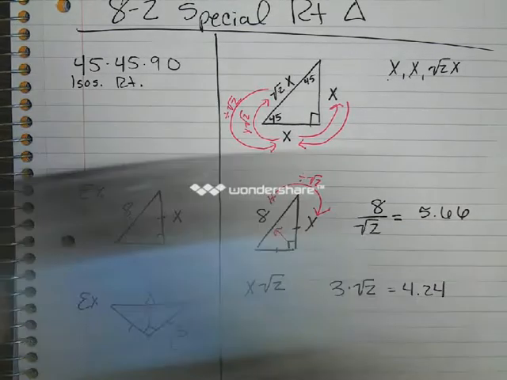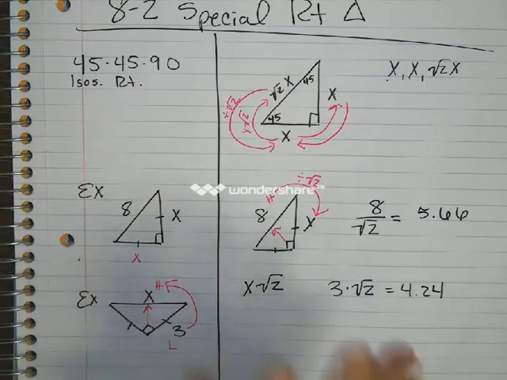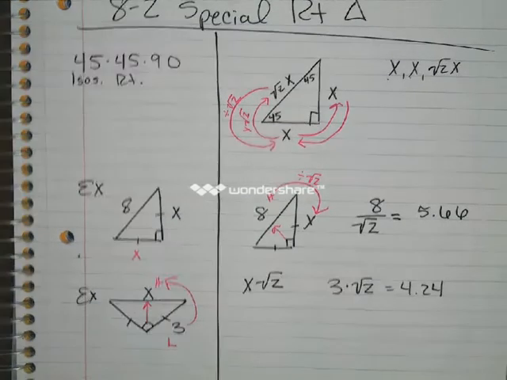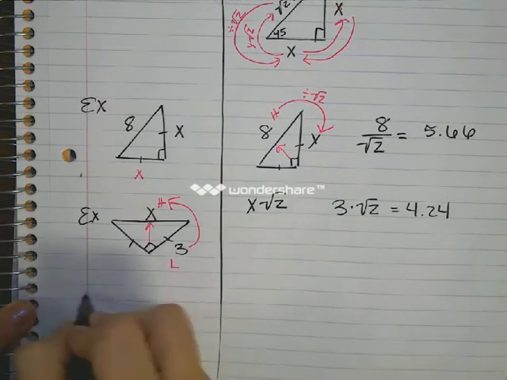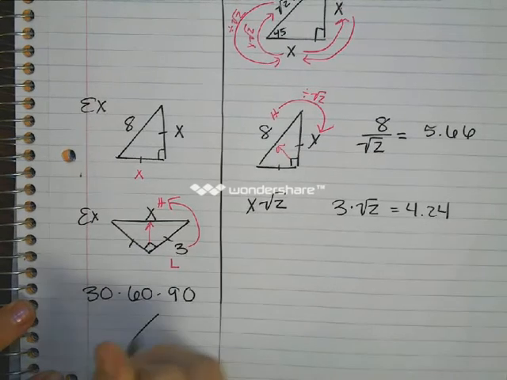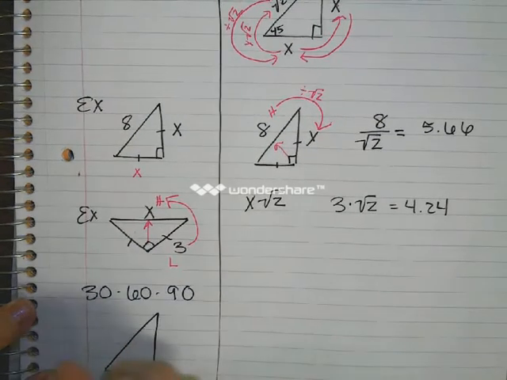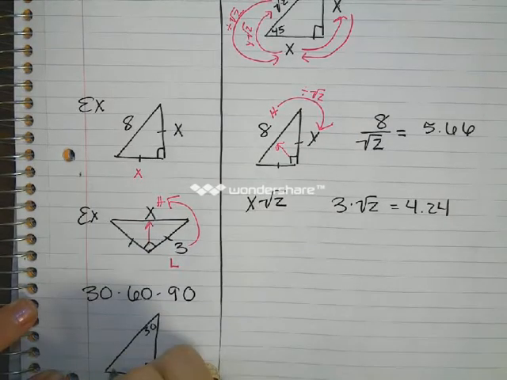No need for Pythagorean theorem, no need for taking square roots of stuff. You just either multiply or divide. Alright, our second type of triangle is a 30-60-90 triangle. Okay. Let me redraw the picture over here.